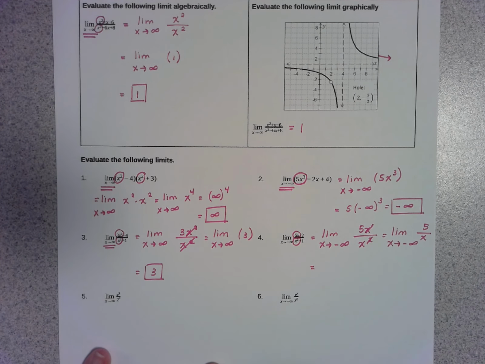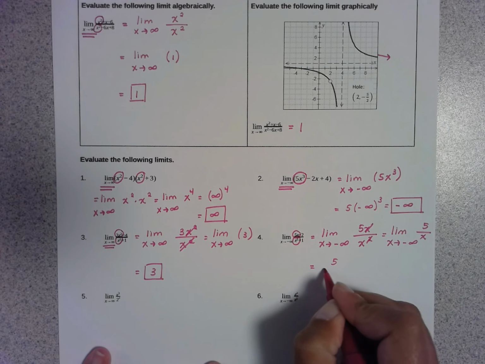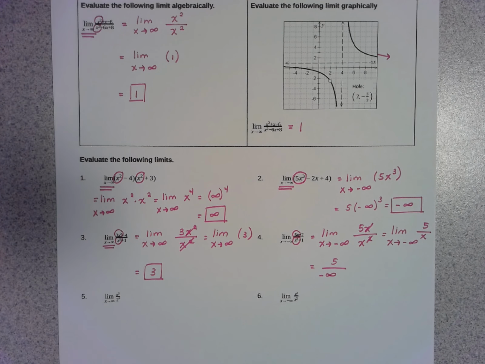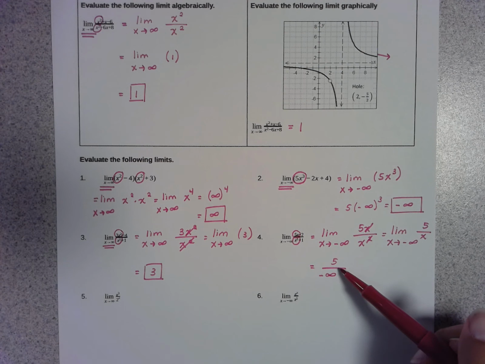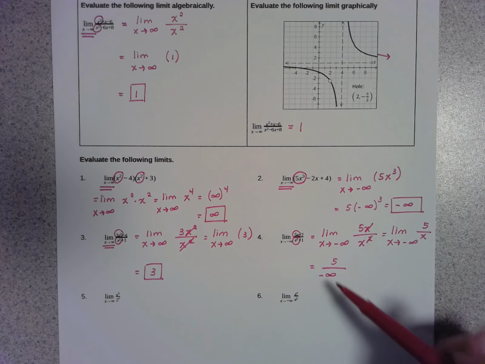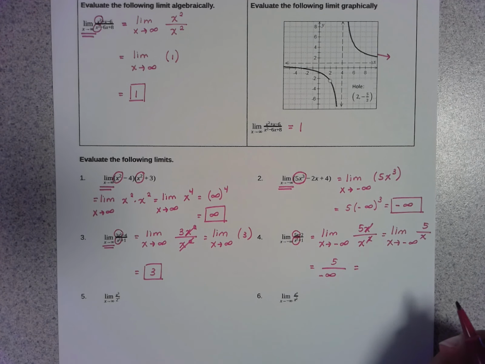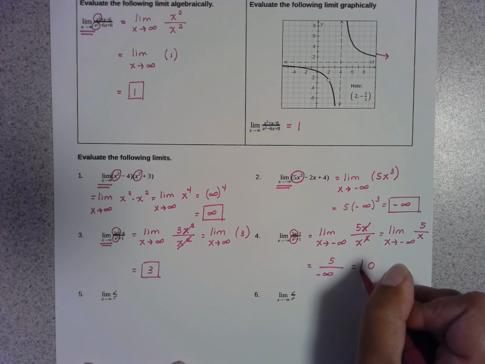If I were to plug in negative infinity, I would have 5 divided by negative infinity. And I like to think about this as if you have 5 pizzas divided into infinity of your friends, everybody only gets a very small piece of pizza. So because you're dividing it into so many pieces, the answer here is 0.